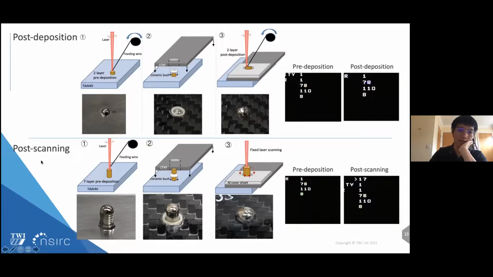And another is post-scanning. First, build up a 7-layer pre-deposition, and then remelt it. Then release the beam on the top, melt it to form a rivet cavity. So both of these methods are aiming to avoid the heat transfer at the initial layers damaging the CFR pitch sheet.